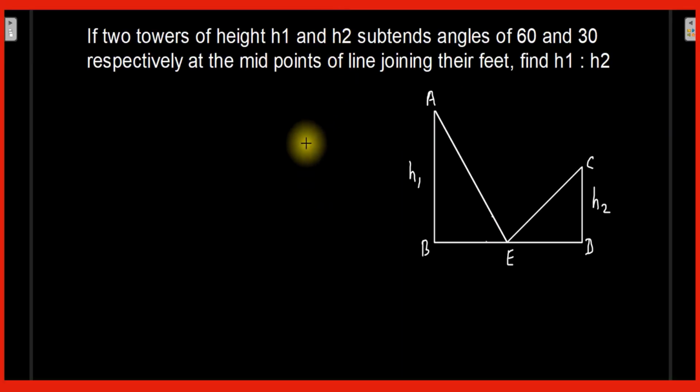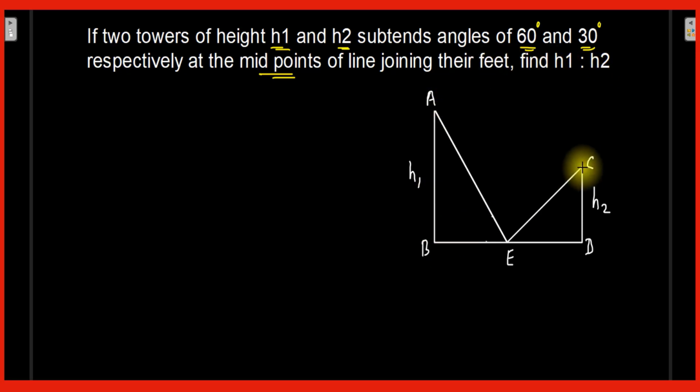So the first question is on the screen. If two towers of height h1 and h2 subtend angles of 60 degrees and 30 degrees respectively at the midpoint of the line joining their feet, find h1 and h2.